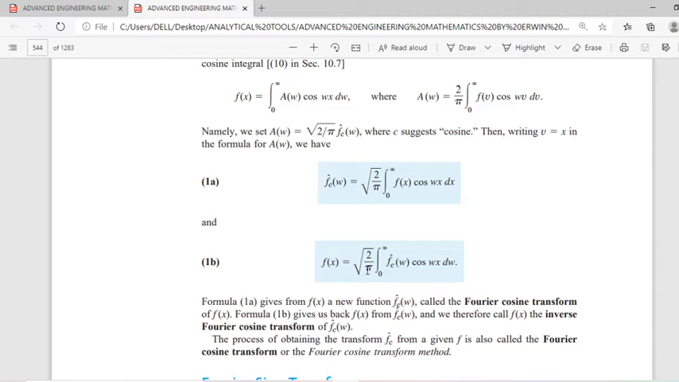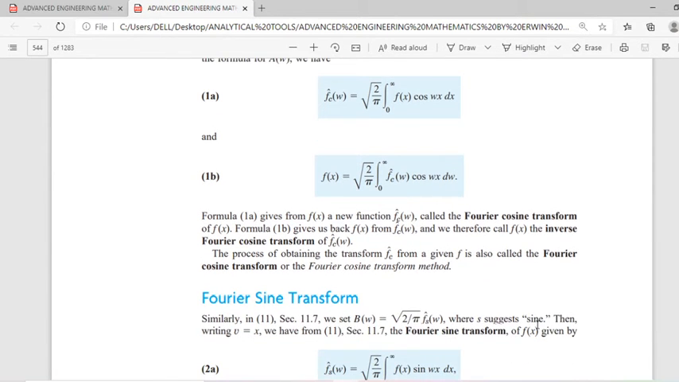So f of x equals root of 2 by pi integral 0 to infinity f c cap of w cos wx dw. This f c cap of w is usually called the Fourier cosine transform of f of x. And f of x is called the inverse Fourier cosine transform of f c cap of w.